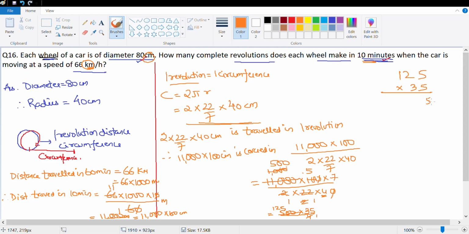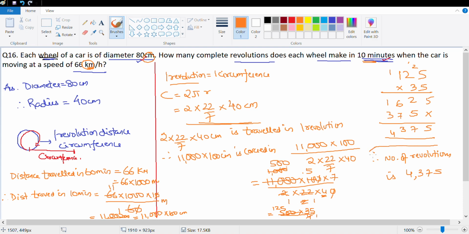So 5 into 5, 25, 10 plus 2, 12, 6, 25. This is 15, 6 and 1, 7, 3. 5, 7, 6 plus 7, 3, 4, 3, 7, 5. So therefore, number of revolutions is 4375. Very interesting question. Let's just look at the question once again.